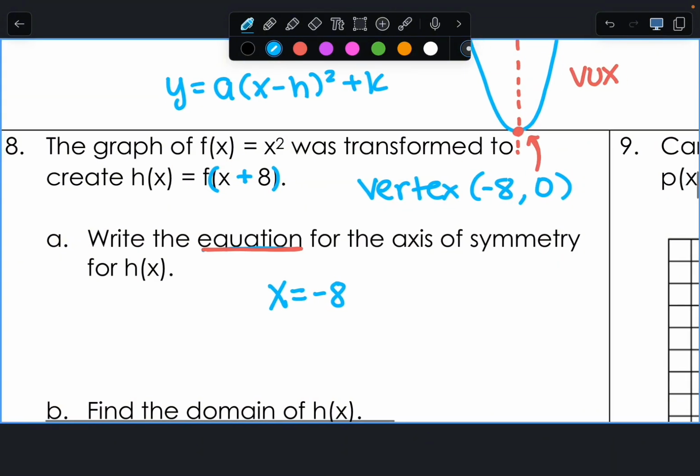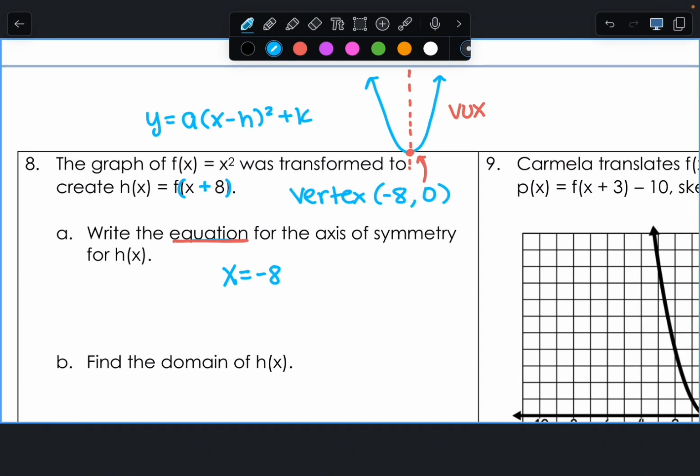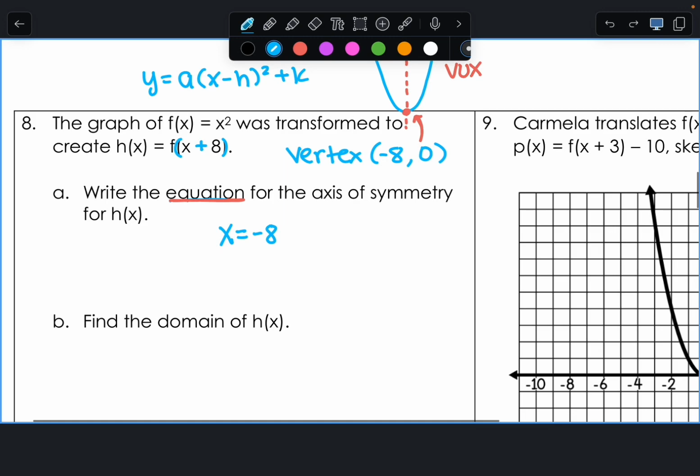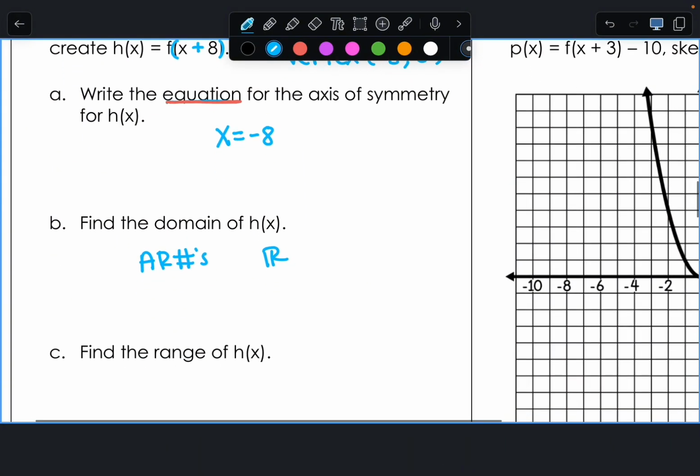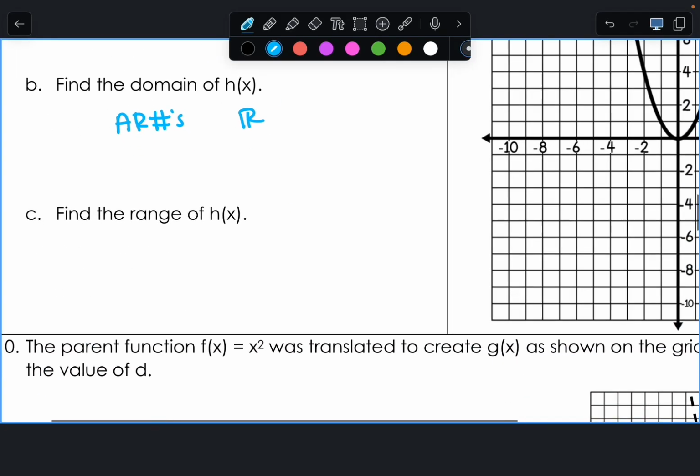Now, domain. We know for the domain, if we're given an equation, if the numbers don't mean anything, if there's no context, they don't mean height, distance, time, anything like that, what would the domain be? All real numbers. Or you could have drawn the symbol for all real numbers. The range is the one that you have to figure out every single time, okay?